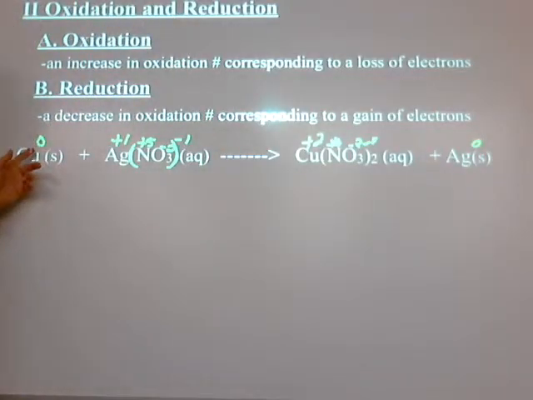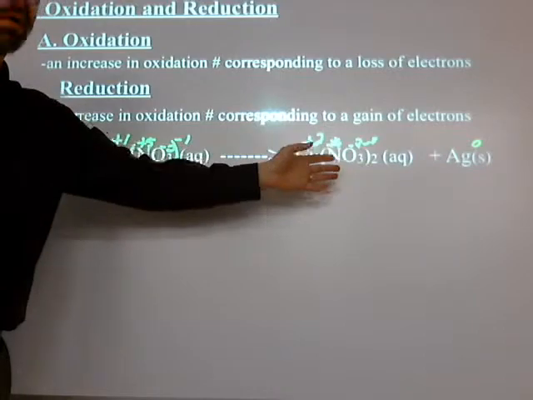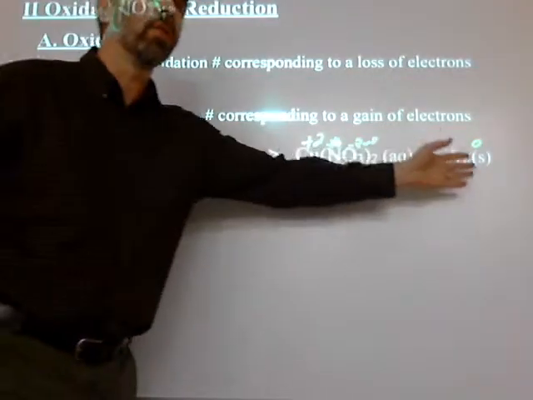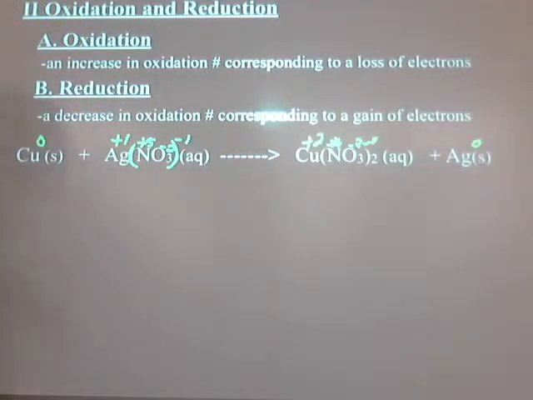Cu was 0, now he's +2. Silver was +1, now he's 0. Okay, those guys changed. All right, so I need to identify what they underwent and then tell me something else about them, what they're called.